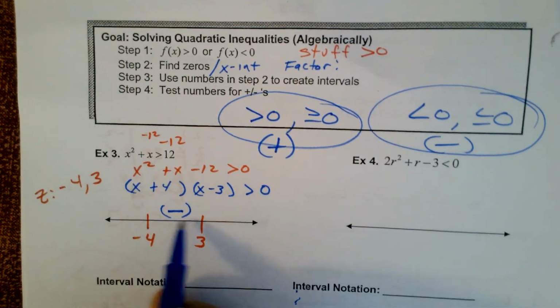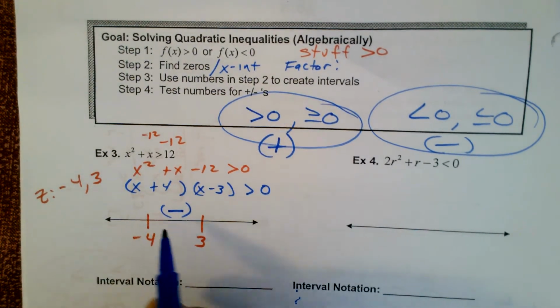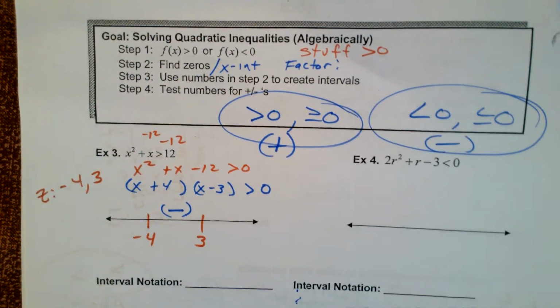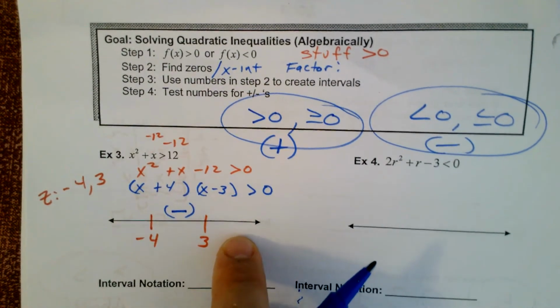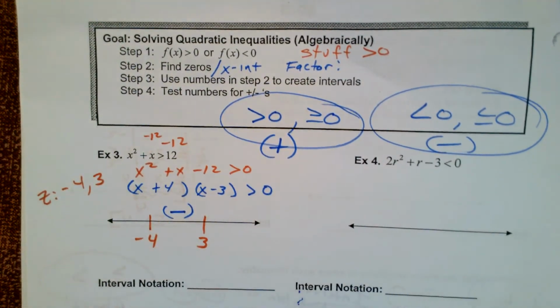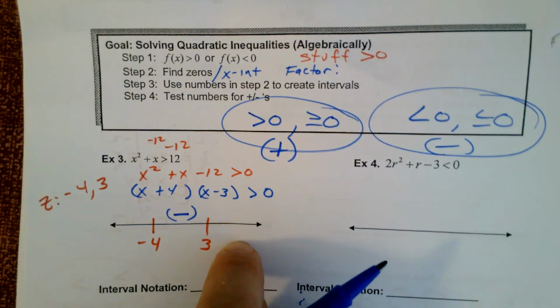Okay. So this whole region, no matter if I chose 0, 1, 2, -1, -2, -3, anything between -4 and 3 is going to give me a negative number. Okay. Now I can choose a number over here. Give me a number to the right of 3. What's a number to the right of 3? Over here.